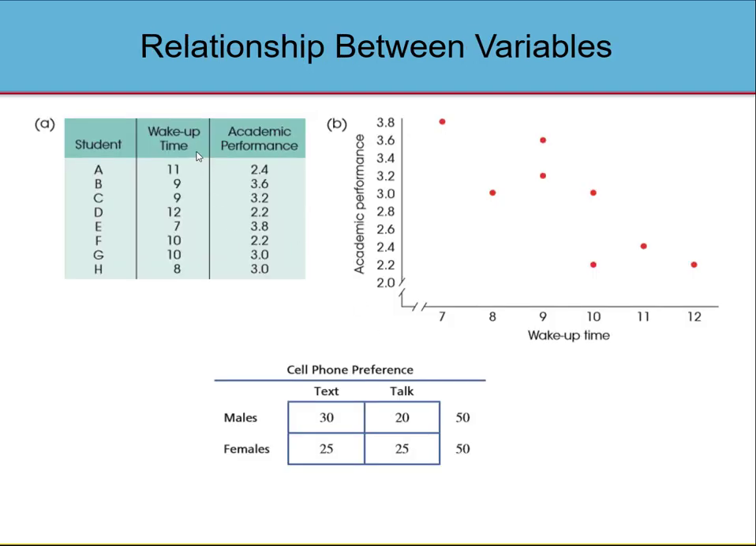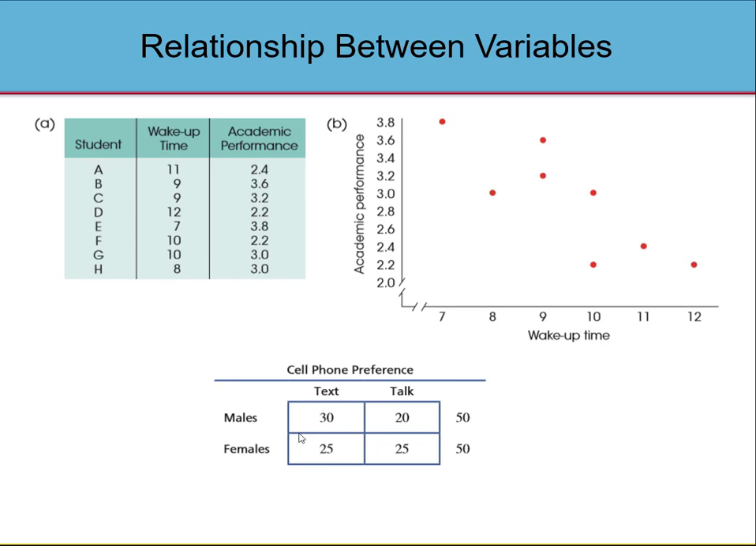All right, so if I'm looking at the relationship between wake-up time and academic performance, I can plot these on a scatter plot, and I can see that the later you wake up, the poorer you do on your GPA. So if I wake up at 12, I make a 2.2. If I wake up at 7, I make a 3.8.